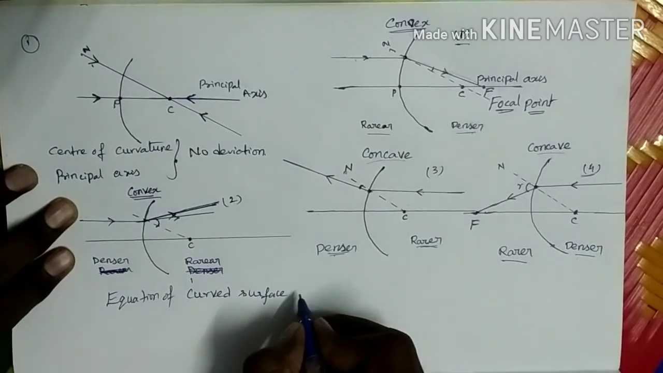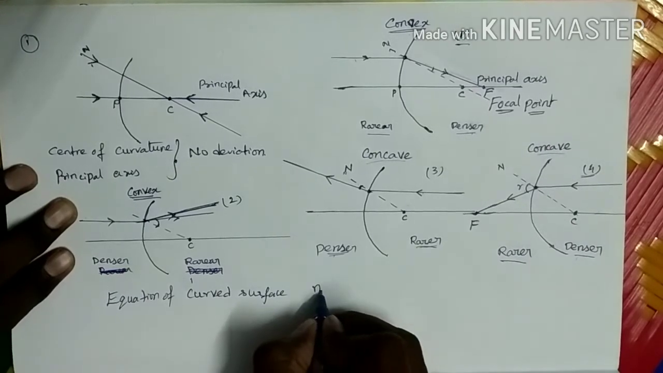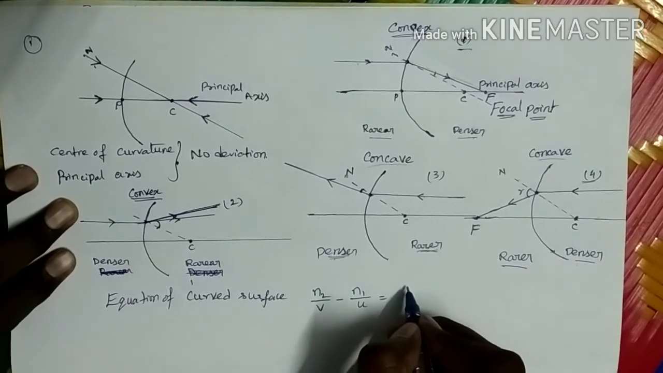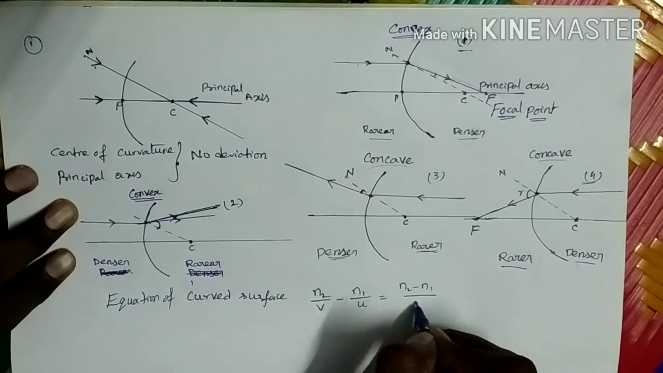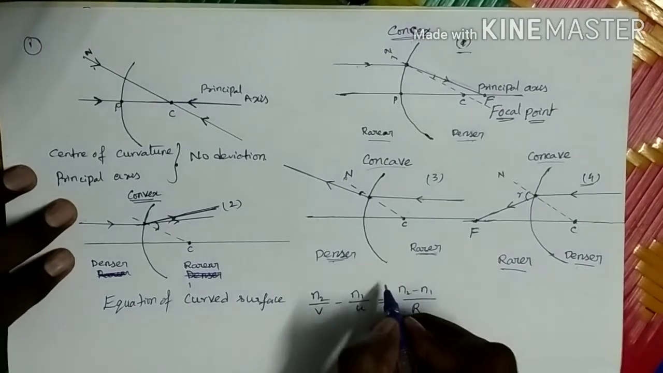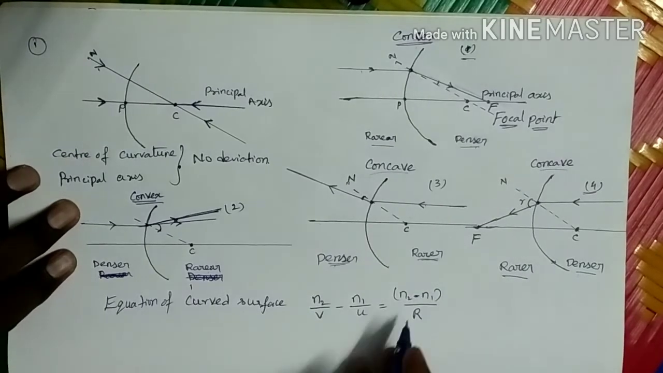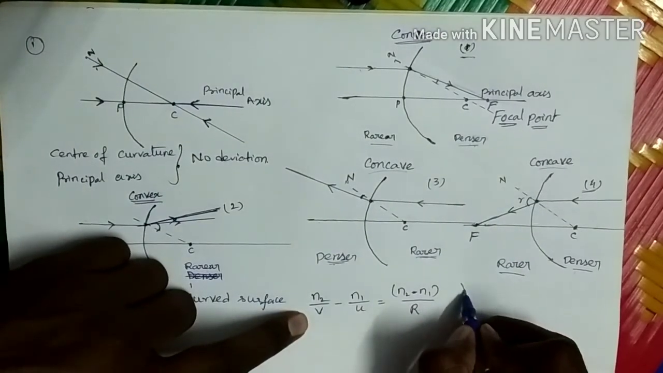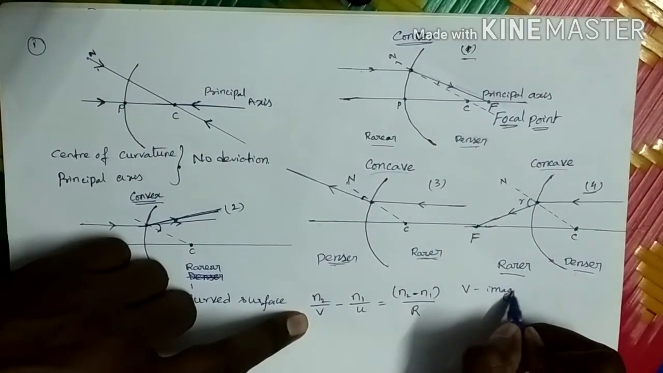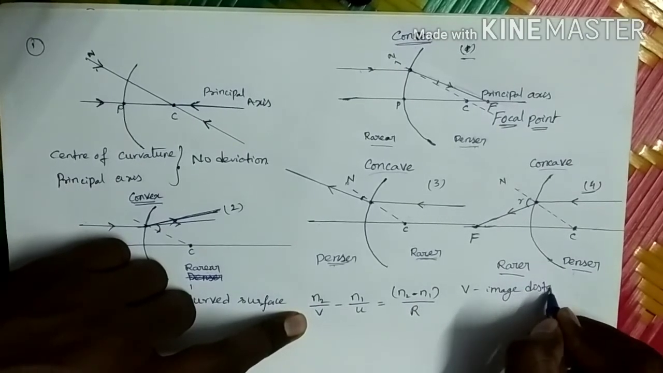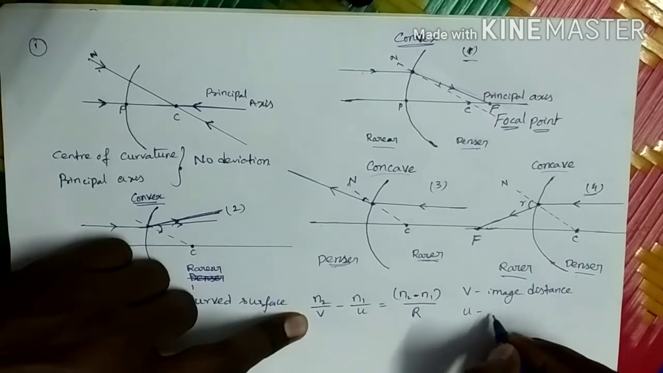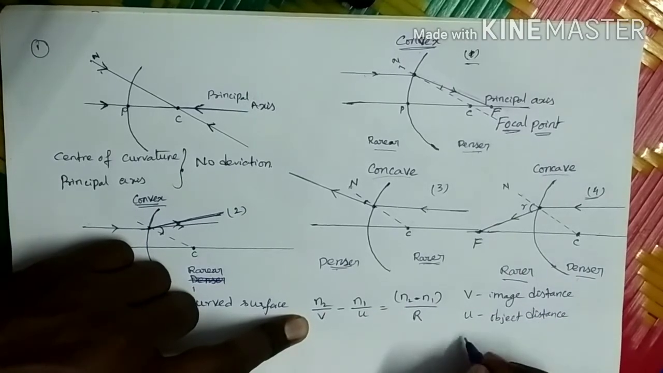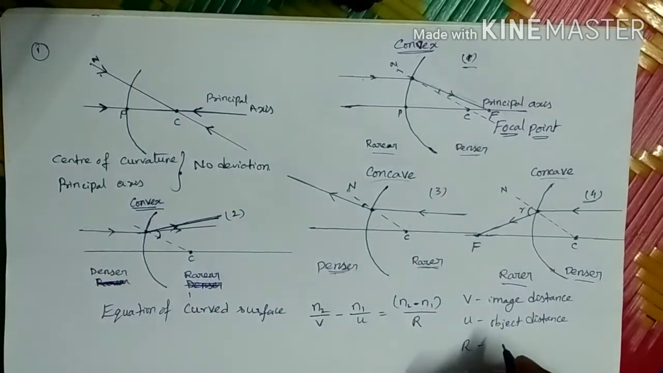You have to remember this formula: N2 by V minus N1 by U is equal to N2 minus N1 by R, where V is the image distance, U is the object distance, and R is the radius of curvature.